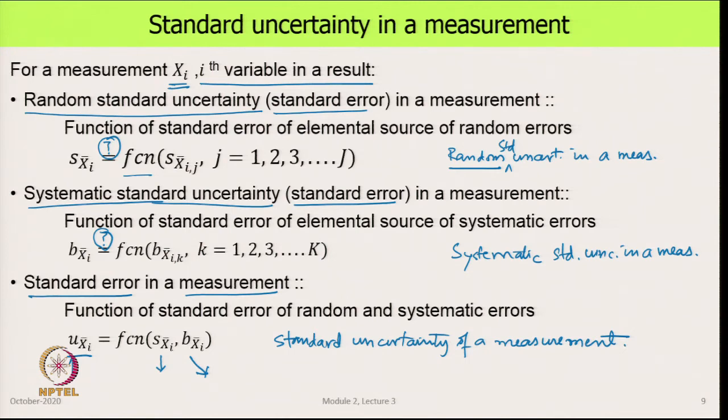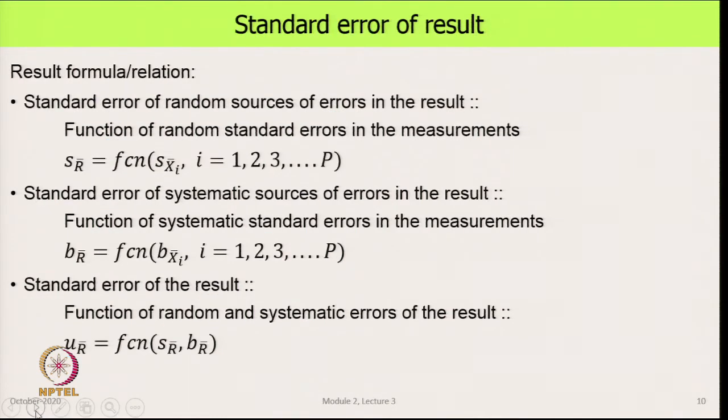This completes half our story, that we have reached the point where we say we have so many parameters that we are measuring. We have done this whole exercise, and now I know the uncertainty, or rather the standard uncertainty in every measurement. This makes us ready to go to the next step, which is getting the standard error of the result or standard uncertainty in the result.